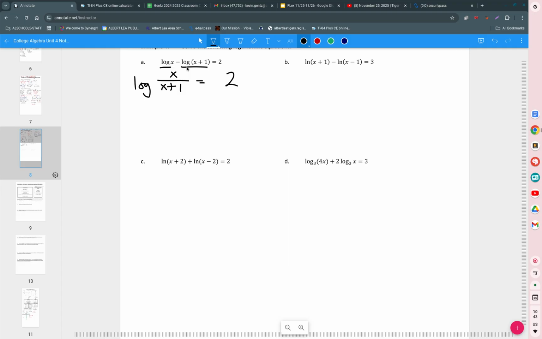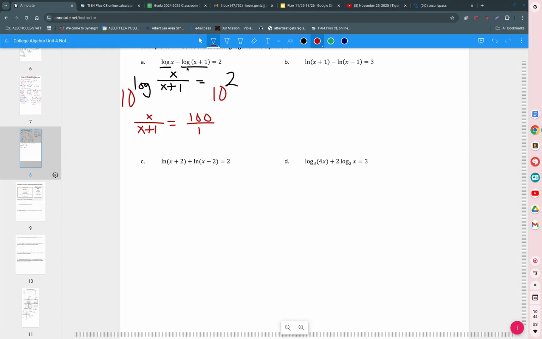Ledge, we said that the log of x minus the log of y is the same as the log of x over y. We can use our laws of logarithms to rewrite that. Okay, so I have that in play. What is the base of this logarithm? 10. So I will create a base of 10, and I get x over x plus 1 is equal to 100.